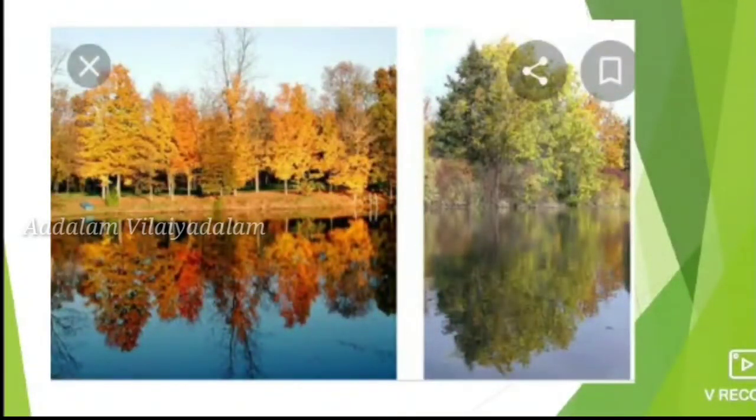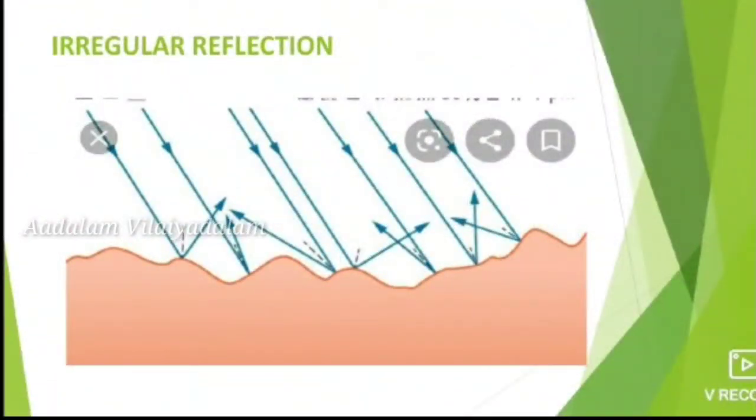So in these pictures, we will get the regular reflection. And the second one is irregular reflection. It is otherwise called diffuse reflection. In diffuse reflection, a beam of light falls on a rough or irregular surface.